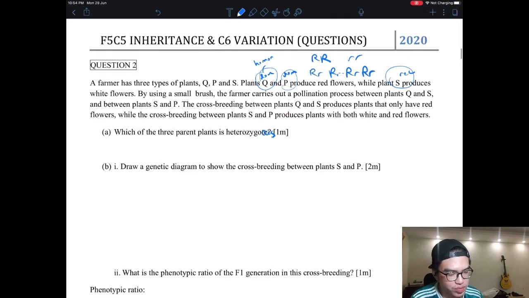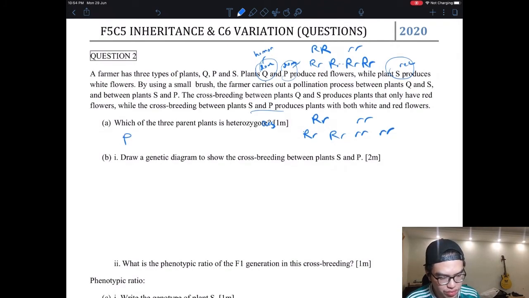So S and P produce white and red flowers, which means P is hetero, which means P is like this, and then S is like this. So we get big small, small, and small. So P is not the pure breed one. So who is hetero? Of course, it is P.